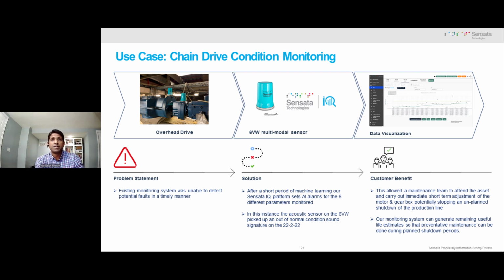online condition monitoring systems, but this did not solve the problem because they were not providing the detailed vibration data, such as the time waveform and fast Fourier transformation FFT plots. They were just providing an overall RMS number, which was not enough to determine the root cause of the problem. So the customer turned to our smart vibration sensor 6VW, which has 6 in one sensing modalities packaged into one sensor.